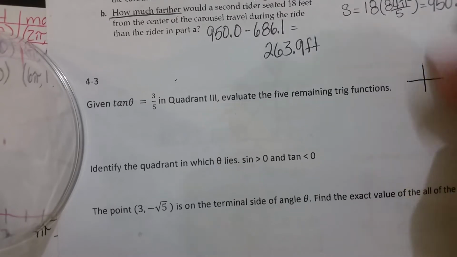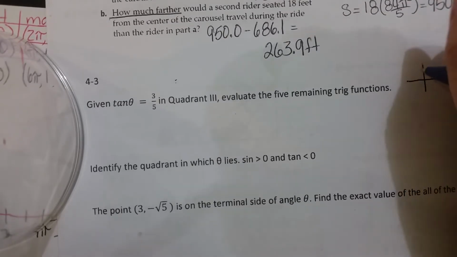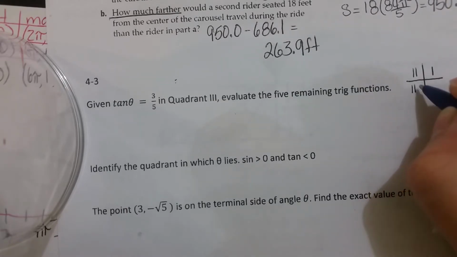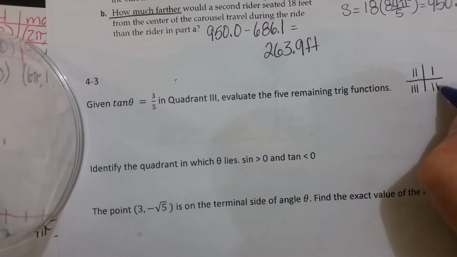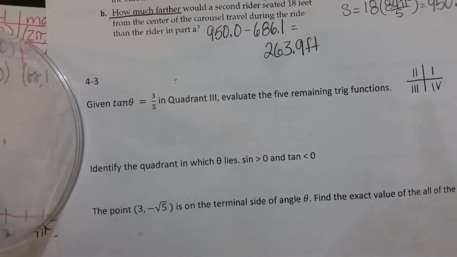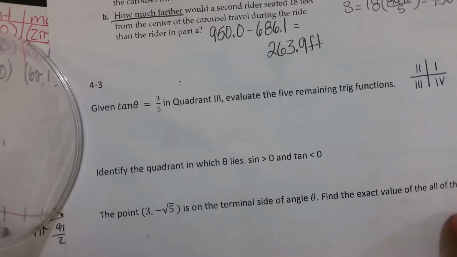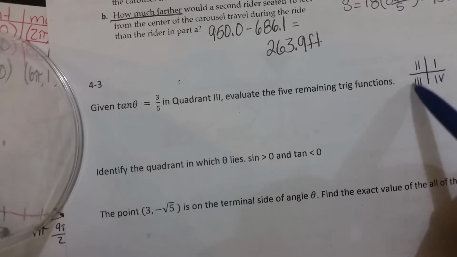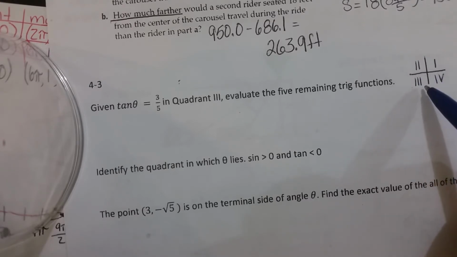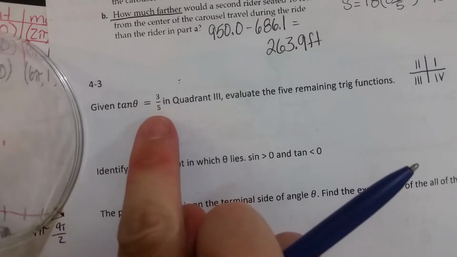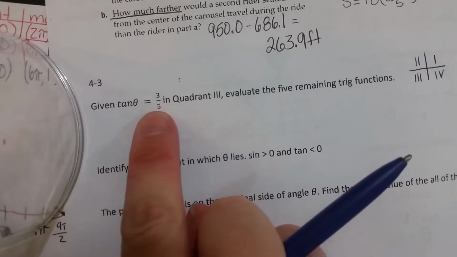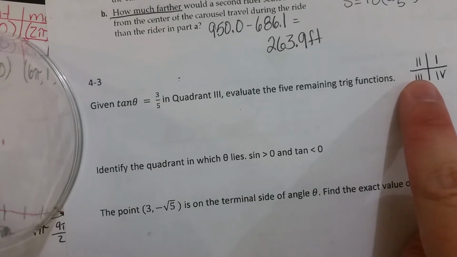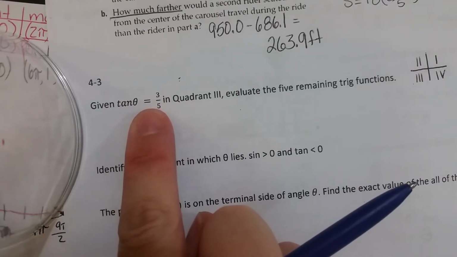and or coordinate plane. This is quadrant 1, this is quadrant 2, 3, and 4. Okay? So basically, if you're telling me that you're in quadrant 3, this means your x value and your y value are going to be negative. Now you might say, wait a minute though, tangent is positive. That's correct, because if you have a negative divided by a negative, it's going to give you a positive.